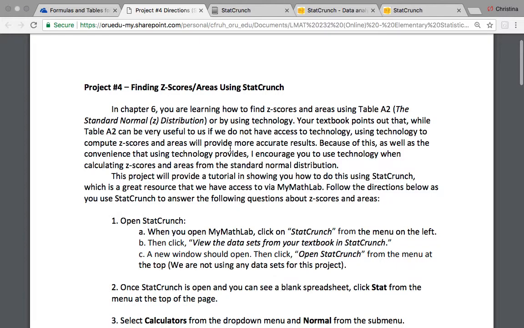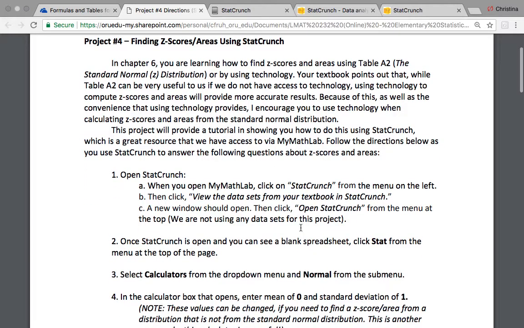So remember that in Chapter 6 we're being introduced to the standard normal distribution, right? And so for this project, we're going to use StatCrunch to find different z-scores and probabilities using the standard normal distribution. So there are two different ways that we can find z-scores.